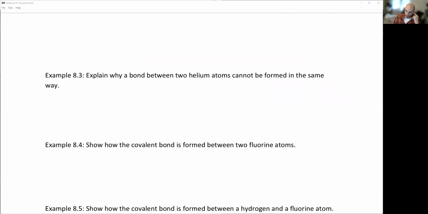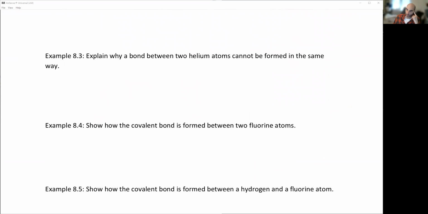So explain why a bond between two helium atoms cannot be formed in the same way. I will let you explain this and we'll look at it in class. So there's my 1s for helium, and there's my other 1s for helium. Why can I not form a bond there?